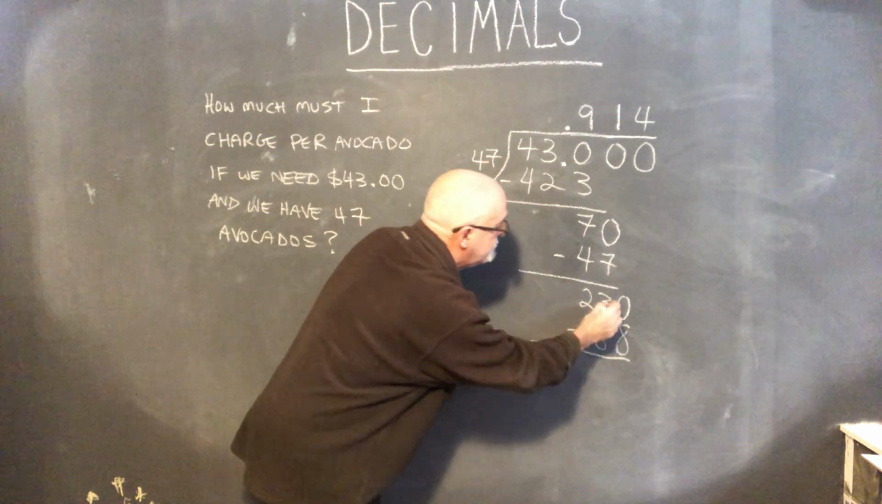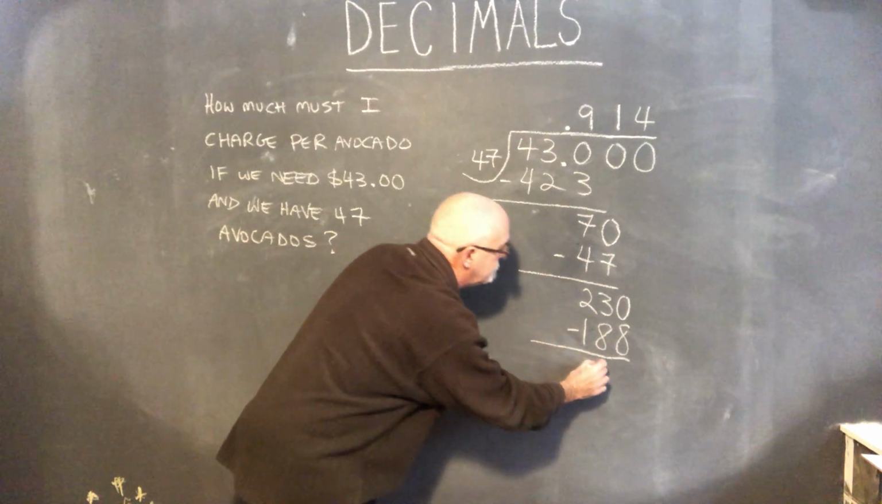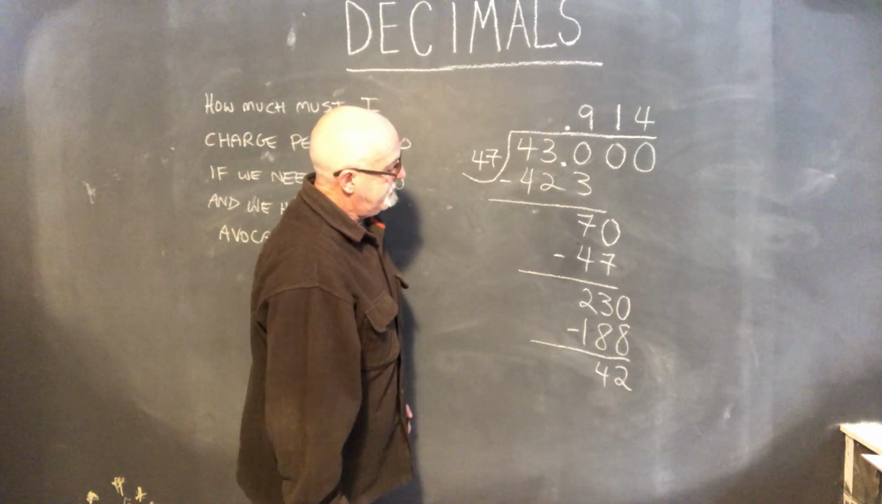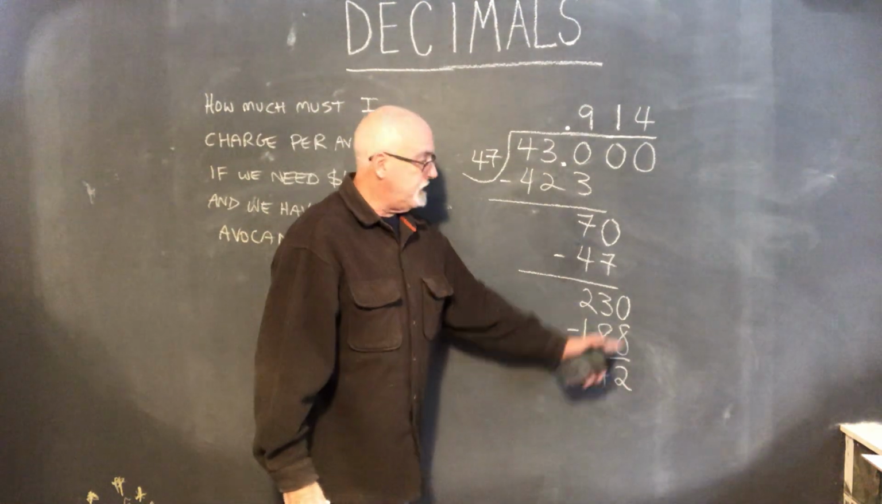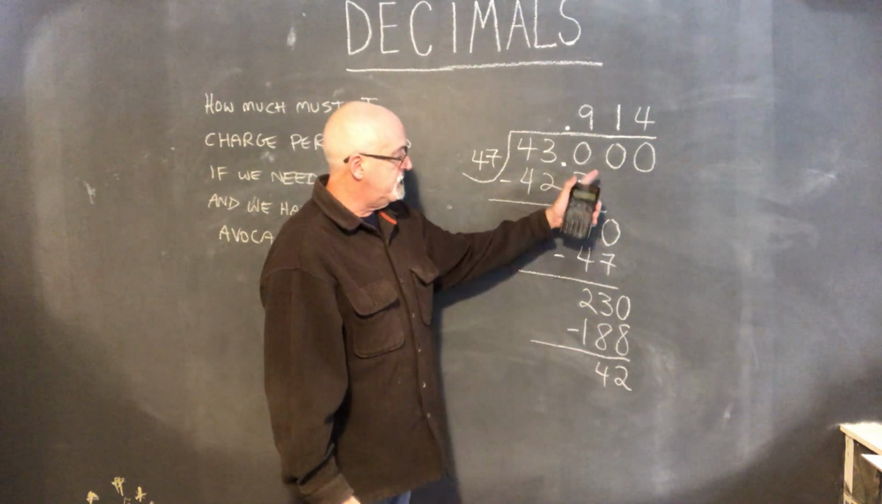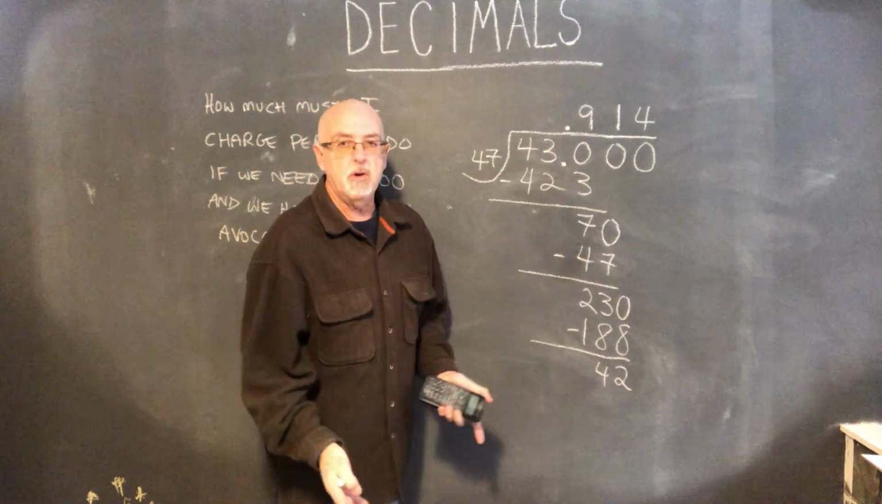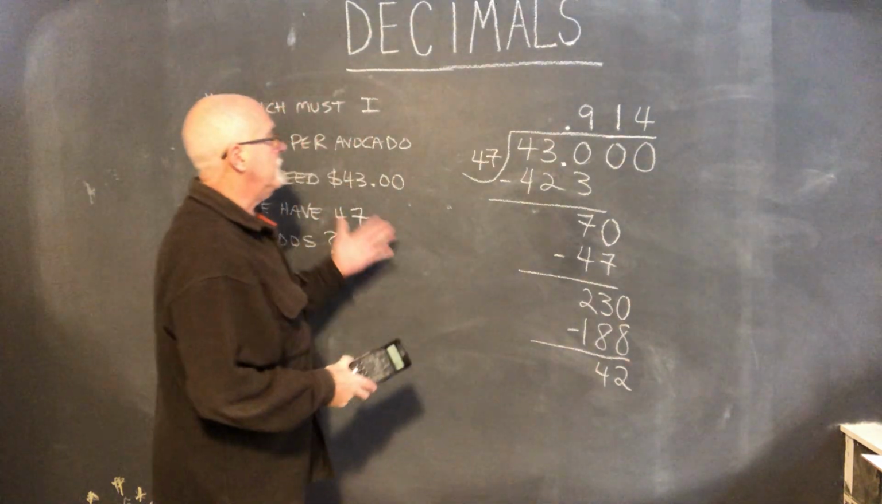Subtract 230 minus 188 is 42. Now that means I can keep going. As far as the decimal division is concerned, I can keep going and I can get a more and more accurate answer. But do I need a more accurate answer?